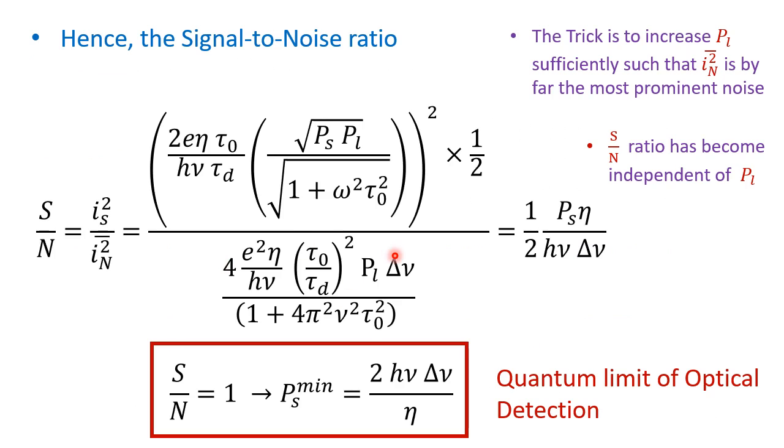Now remember, my signal is simply IS square, which was this expression which I had written in the previous slide, squared. And remember, there was a cosine omega t minus phi, but I have to now look at cosine square omega t, and I need to average this over some time. So that averaging of cosine square gives me a factor of half.